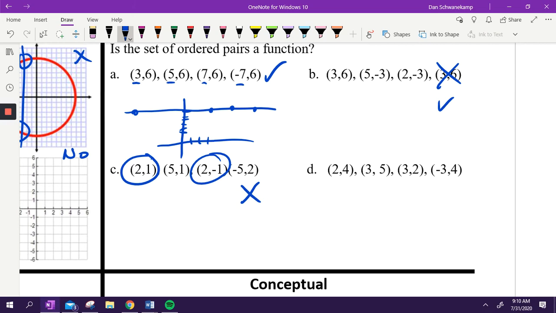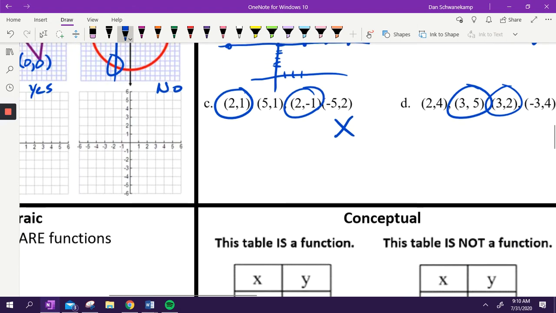Herman, why no? Yep. 3 repeats. Oh, just kidding. The 3's repeat to two different y values. Bad. Move on. Questions there? Let's get into some a little bit tougher ones.